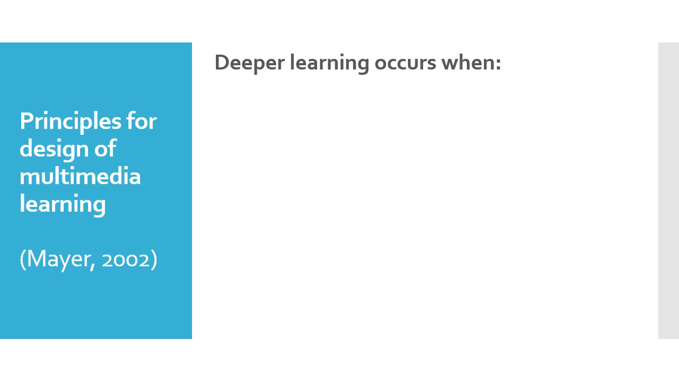Based on these cognitive theories, Mayer has come up with a number of principles for design of multimedia learning, some of which are as follows. He reveals that deeper learning can occur when, firstly, words and pictures are used simultaneously, and so they're processed at the same time in working memory.